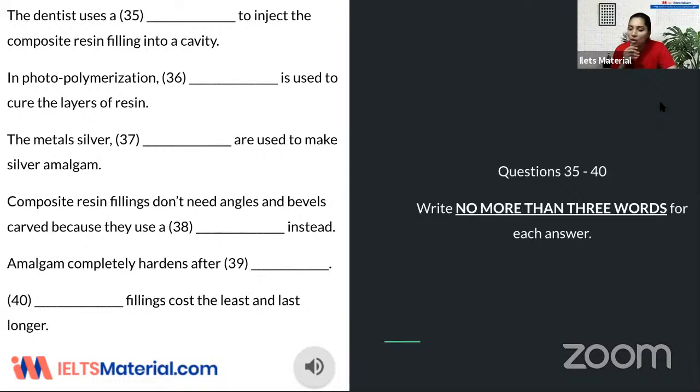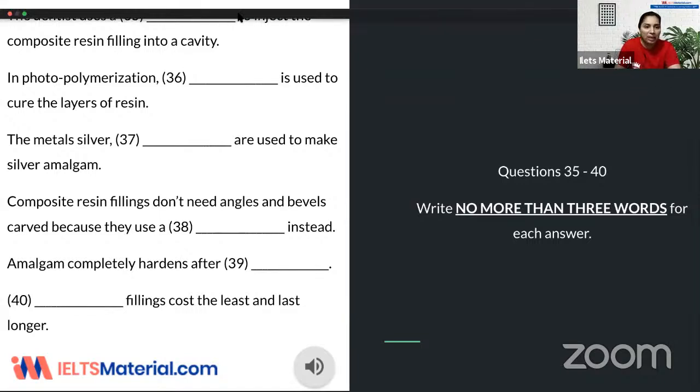The instructions are no more than 3 words. So you're not going to write any number here. You're going to write only 1 word, 2 words, or 3 words. So make sure you're listening to the keywords. Let's mark the keywords. I'll make you understand the strategy of how to mark the keywords.